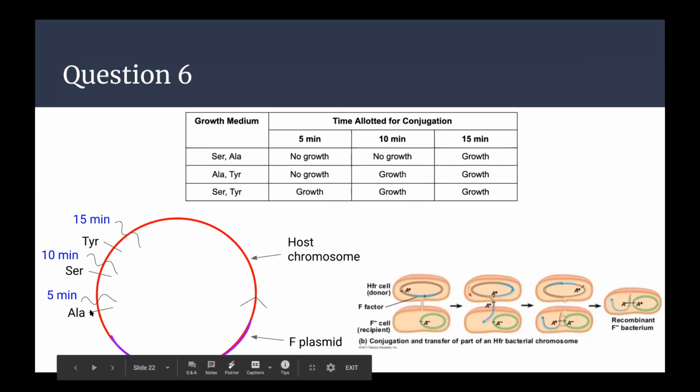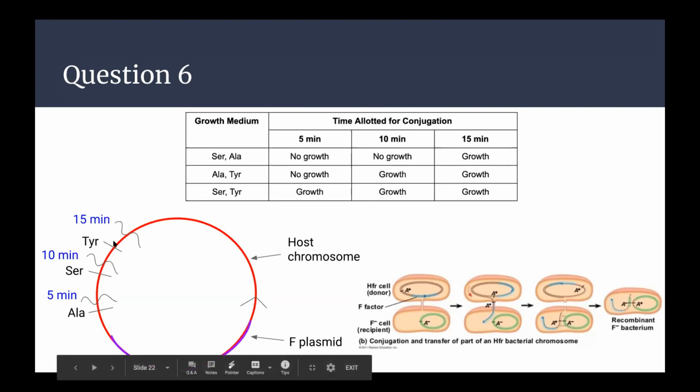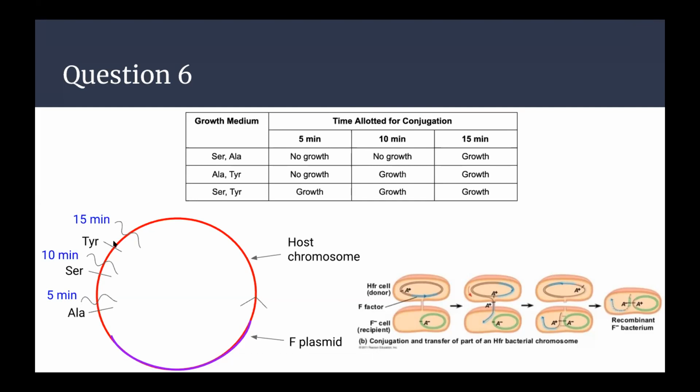The squiggly line represents where conjugation got interrupted, so after 5 minutes. At the 10-minute mark here, the gene for serine is transferred. And at the 15-minute mark, the gene for tyrosine is transferred. So that's why scientists will often stop conjugation at short intervals so that they can see which genes are transferred first based on the bacteria's growth.